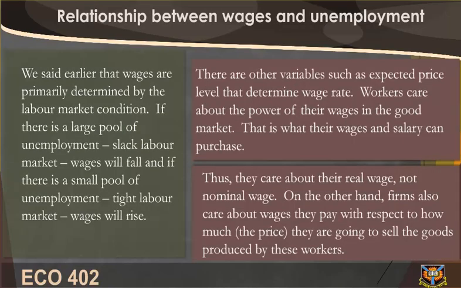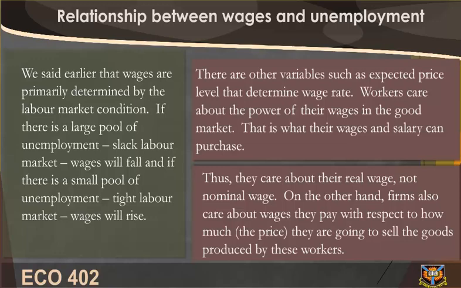Relationship between wages and unemployment. We said earlier that wages are primarily determined by the labor market condition. If there is a large pool of unemployment, a slack labor market, wages will fall, and if there is a small pool of unemployment, a tight labor market, wages will rise.